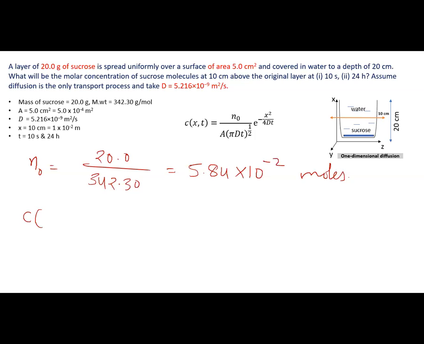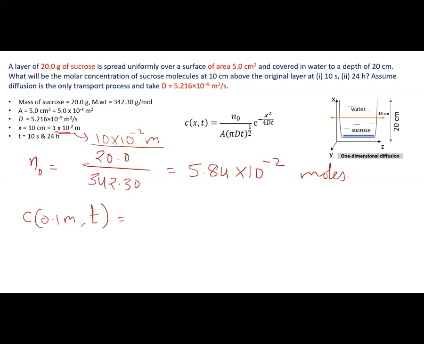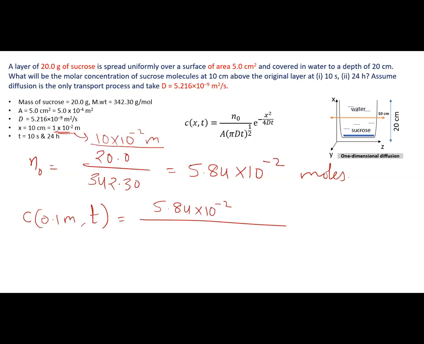So C at 0.1 meter, right? I'm sorry, this one needs to be 10 times 10 power negative 2 meters, which is 0.1 meter. Let's generalize the equation where time t is a variable, because we need to calculate the concentration at different times but at the same height. Let's plug in all the other values: the number of moles is 5.84 times 10 power negative 2, divided by the area, 5.0 times 10 power negative 4, and then 3.14 times the diffusion coefficient, which is 5.216 times 10 power negative 9.